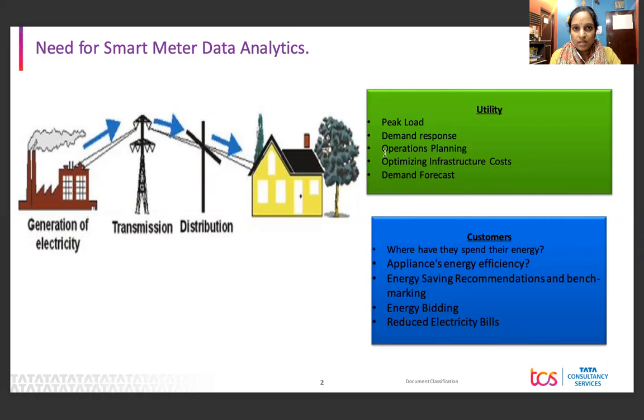At the consumer end, energy management is possible when they have an understanding and awareness of where their energy is actually getting spent. Appliance health is equally important in order to be able to optimize energy consumption in the household. And all of this helps in reducing the electricity bills of the consumers and improving energy consumption management.